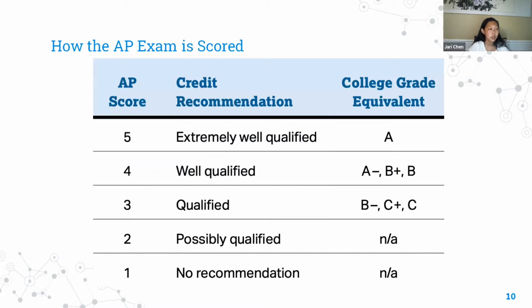So this is how the AP exam is scored. For most classes, it's on this grade equivalence that is shown here. If you get a 5, you're very qualified, and it's like an A. Getting a 3 and above is what counts as passing an AP exam. If you get a 2 or a 1, it's not a very good score, and you will probably need to retake the class.